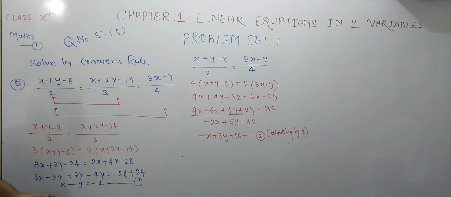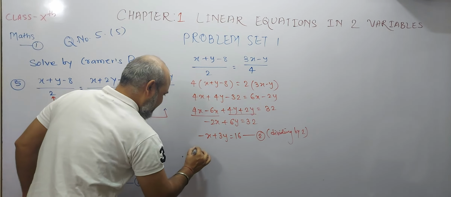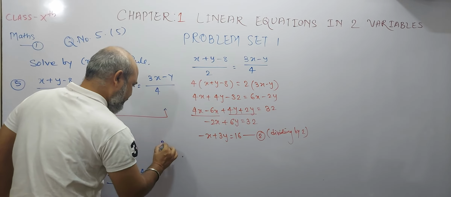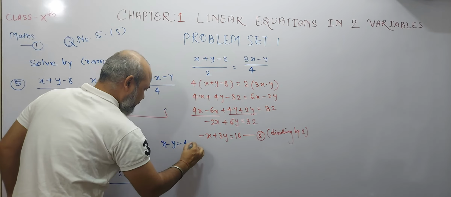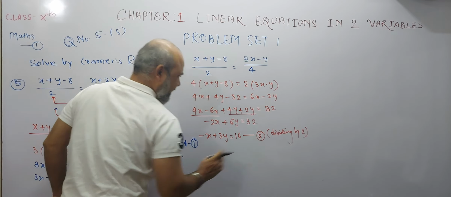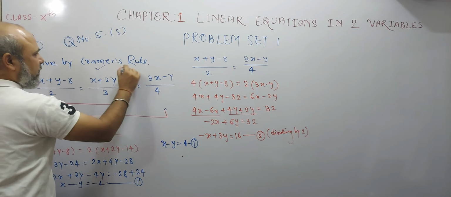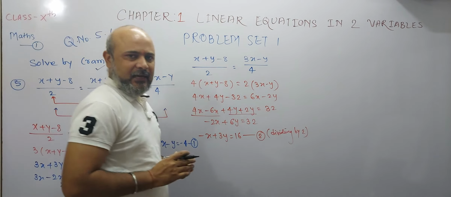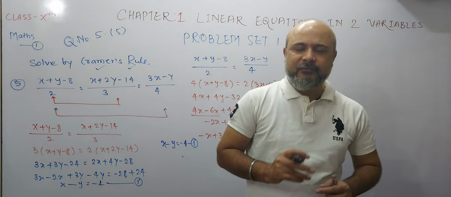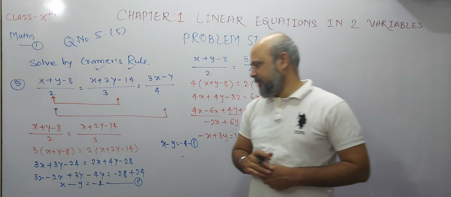So what is your first equation? Again I will write it here. Your first equation is x - y = -4, and this is your second equation. We have to solve this by using Cramer's rule. When you solve by Cramer's rule, you will need the values of a1, b1, a2, b2 and c1, c2.